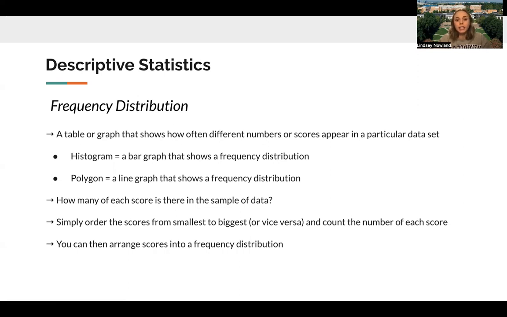So how many of each score is there in the sample of data? So simply order the scores from smallest to biggest and count the number of each score. Those scores can then be arranged into a frequency distribution. So just remember, frequency distribution refers to the actual graph or table that displays the frequencies of your participants.